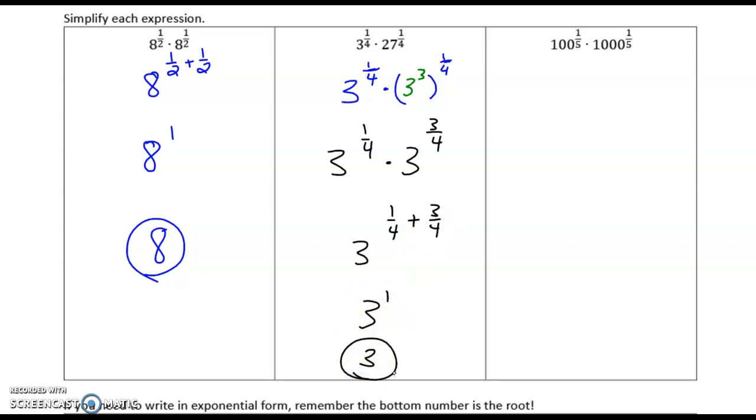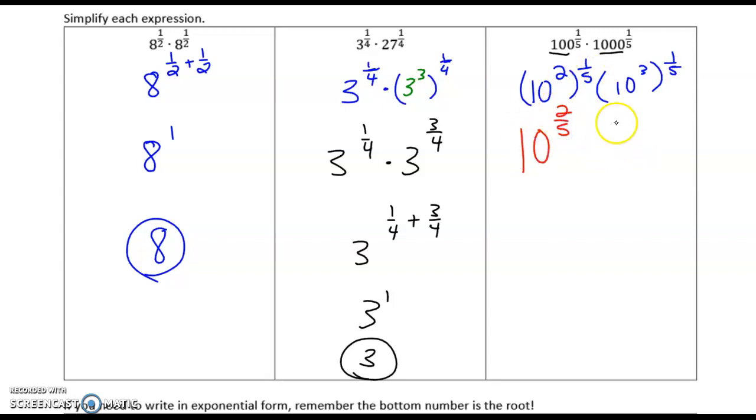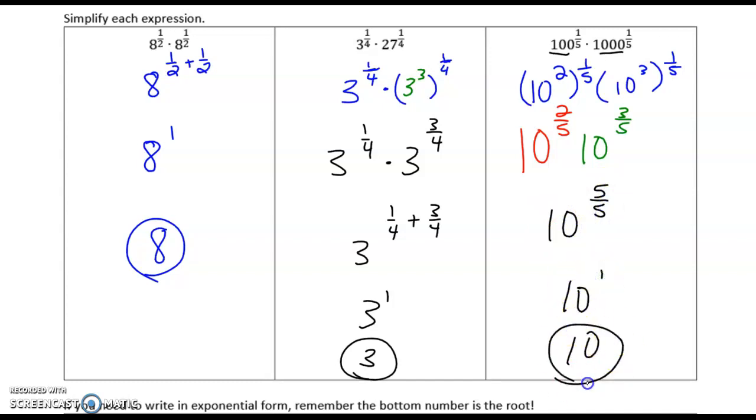So that's just 3. Okay, and then again, 100 and 1,000, try to think of that common base. So 100 we could write as 10 squared to the 1/5. The 1,000 we could write as 10 to the 3rd power to the 1/5. We can then multiply those exponents. Since it's a power to a power, we're going to multiply those. So 10 to the 2/5. Next one, multiply those, 10 to the 3/5. So we're going to get 10 to the 5/5 when we add those, or just 10 to the 1, which is 10.